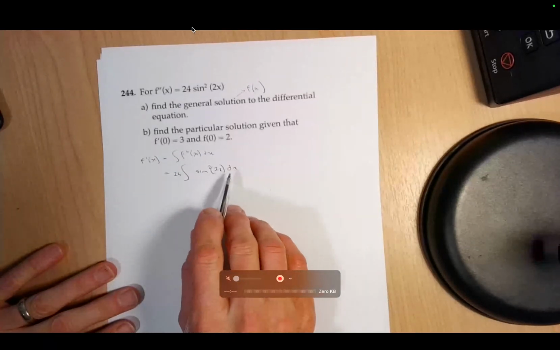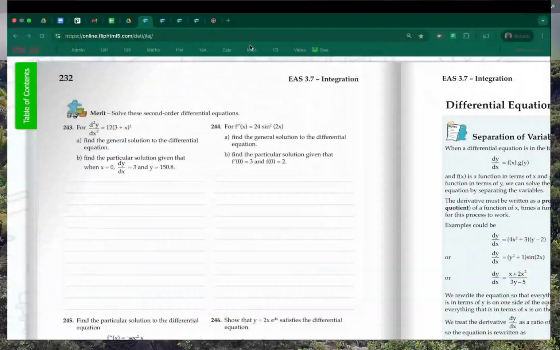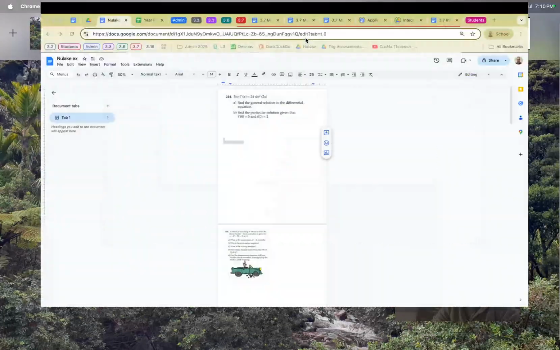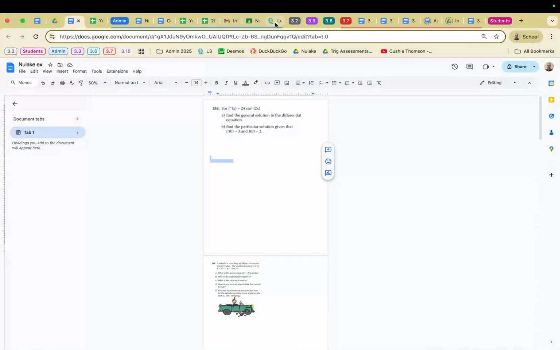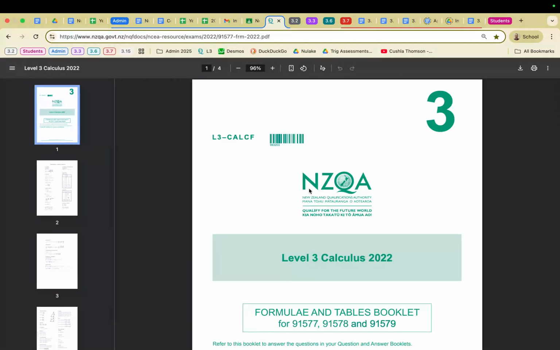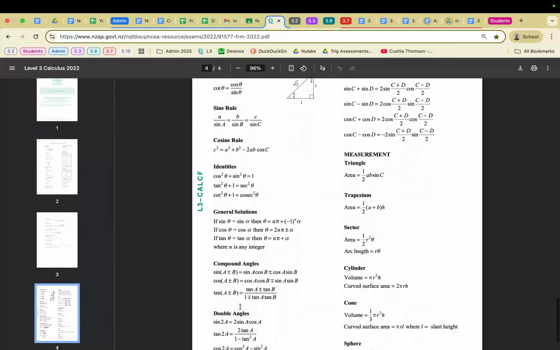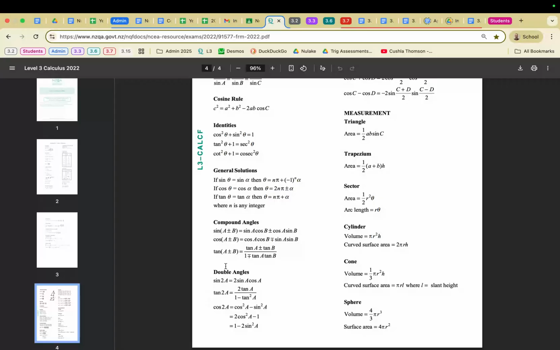So what you're going to have to do is look at the formula sheet here, scroll down, look at double angles. So these are the trig identity proofs, and this is where they become quite useful. And what you need to do is take this one and this bottom one. I'll just write those down. Cos 2a equals 1 minus 2 sine squared a.